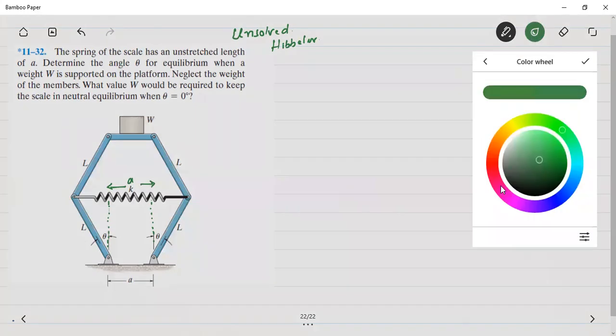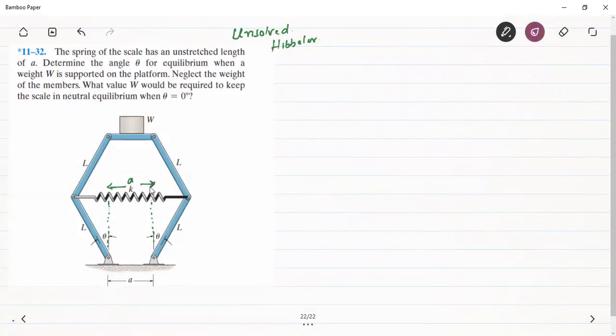And one can clearly see from the figure that currently the spring is in the stretched state, because it will be equal to this extension x1 plus this extension x2. Okay, so if A is the unstretched length of the spring, one can see that in this position of the system, the spring is in the stretched state. And this stretch or extension in the spring is equal to x1 plus x2. Okay, so this is the total extension in the spring.